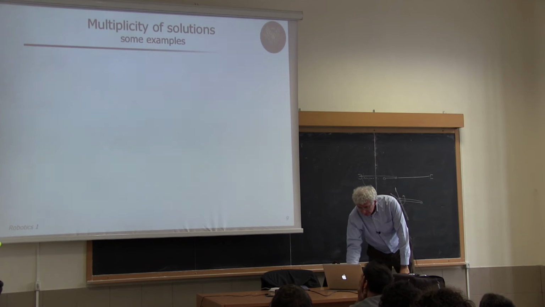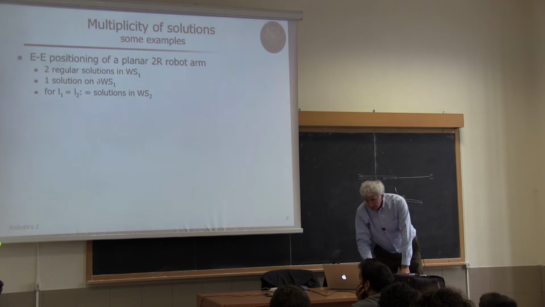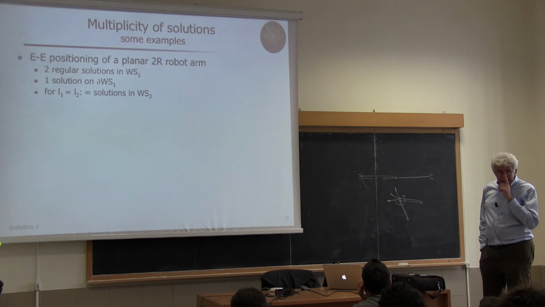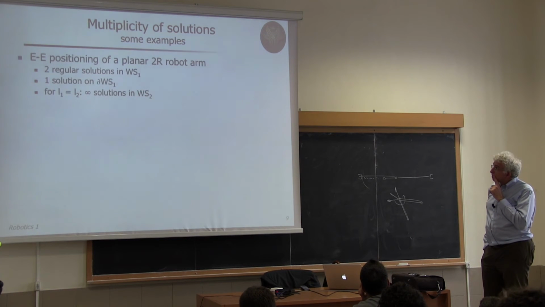So we have seen an example. Now let's summarize here. For the positioning of only the end effector of a planar 2R robot, how many inverse kinematic solutions did we find? Well, inside the primary workspace, always 2 solutions, no matter if the link lengths are equal or different.